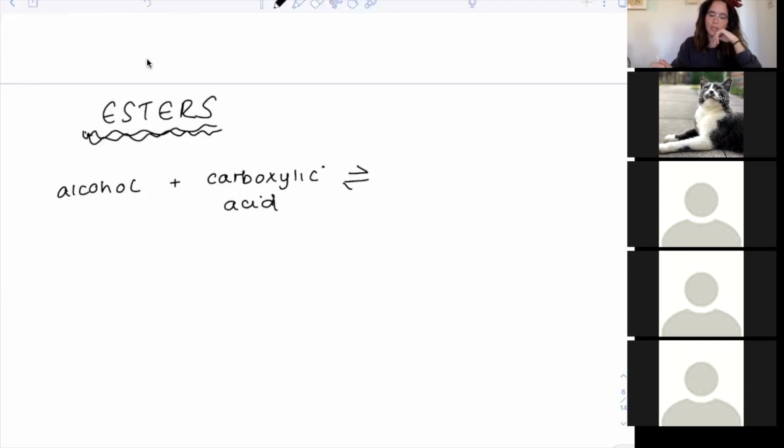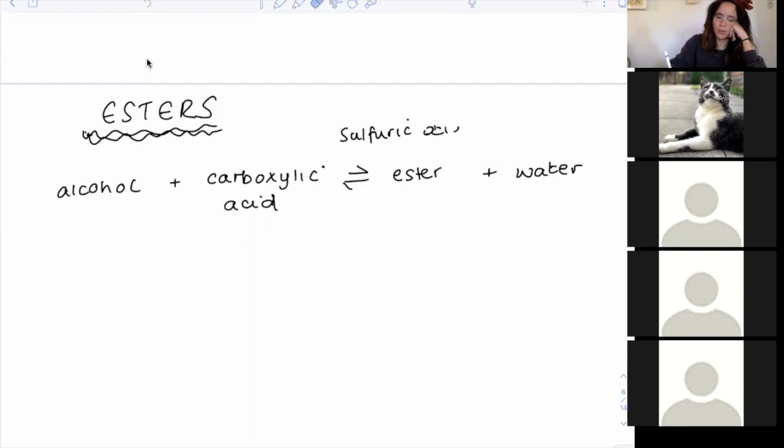So going back to esters, we know that an alcohol and a carboxylic acid is going to produce an ester, and it's going to produce a byproduct, which is water. Notice that this is going to take place with a sulfuric acid catalyst. Again, not something that I'm going to go into now. I'm trying to show you how to draw these as opposed to talk about the ins and outs of reversible reactions, but it will take place in the presence of a sulfuric acid catalyst.